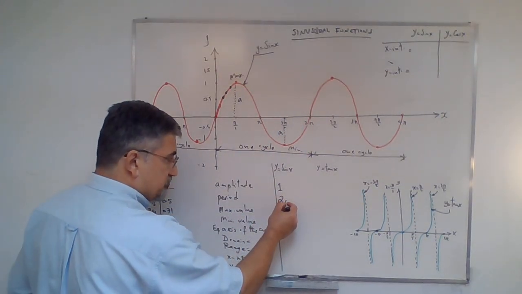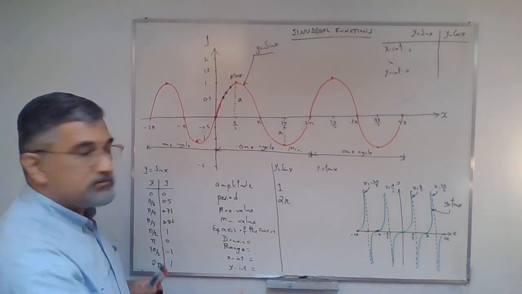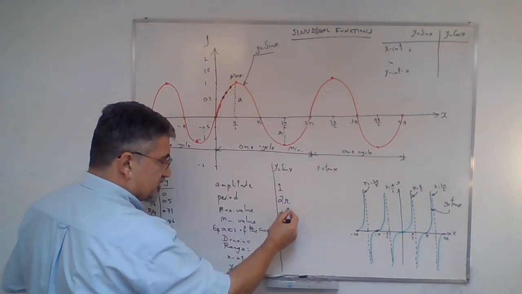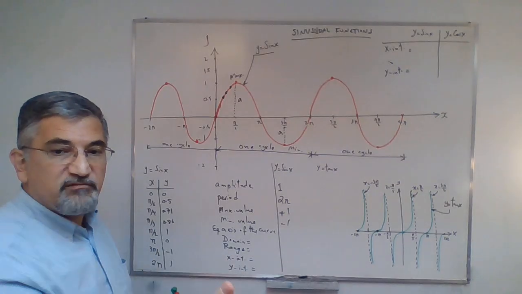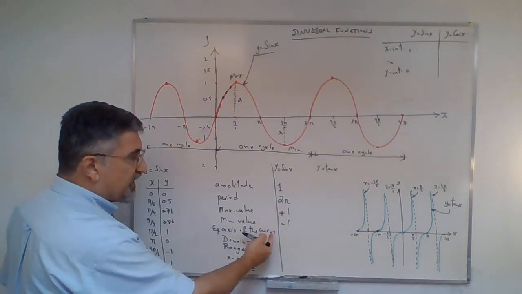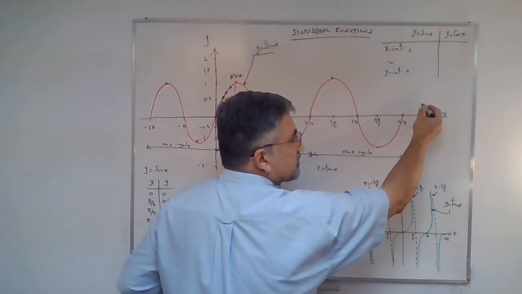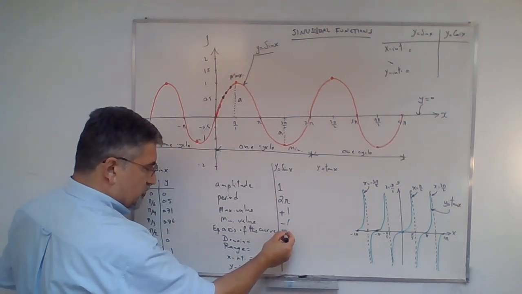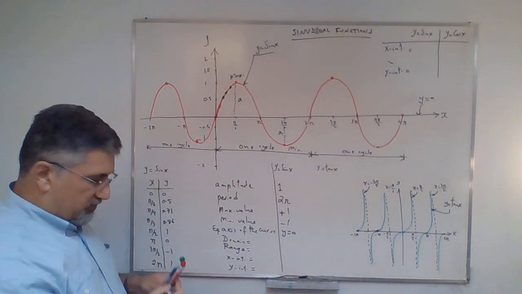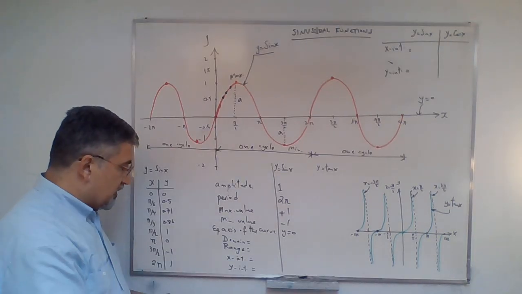So that is the period. Maximum value is right there at the top. It's positive 1. Minimum value is at the bottom. And when we say value, we mean the y value, obviously. Equation of axis of the curve is just the equation of the x-axis, whose equation is y equals 0. So y equals 0 is the equation of axis of the curve.